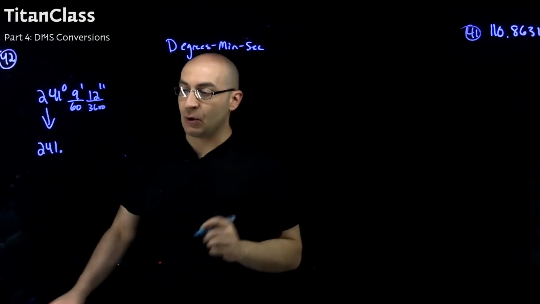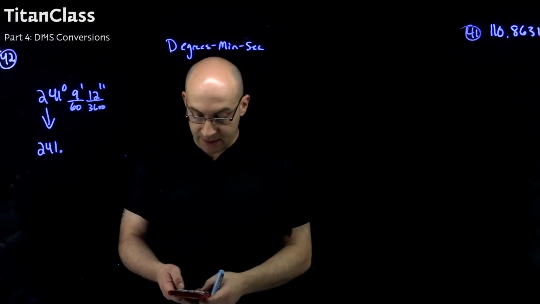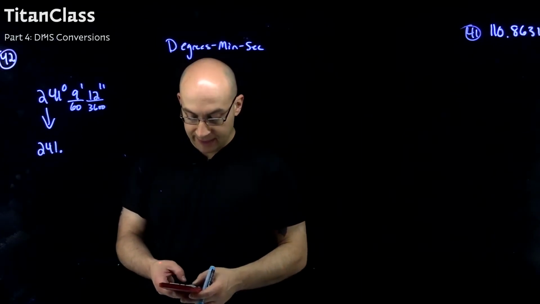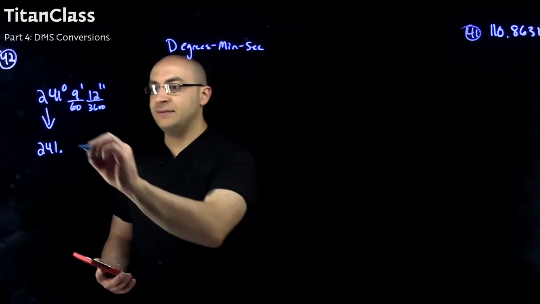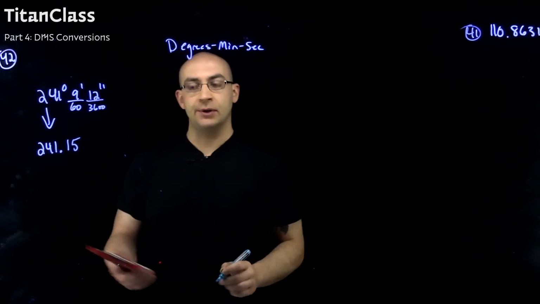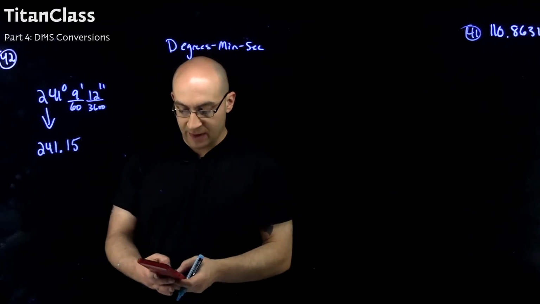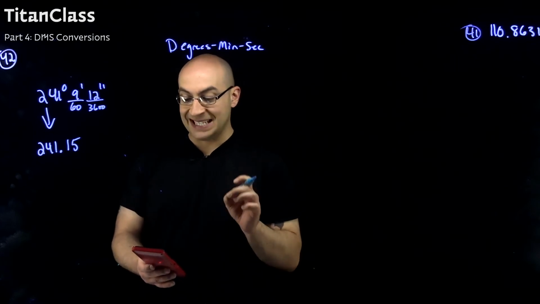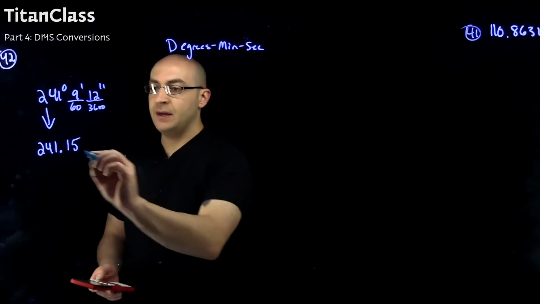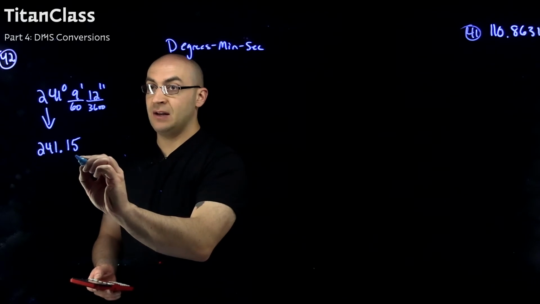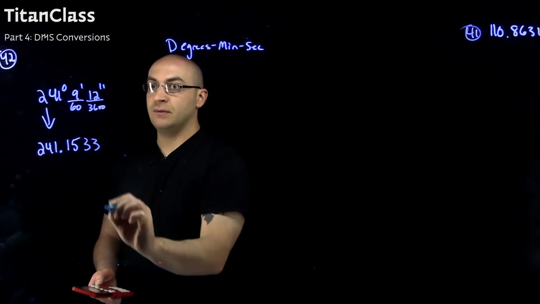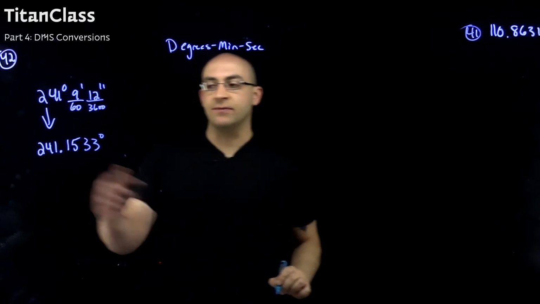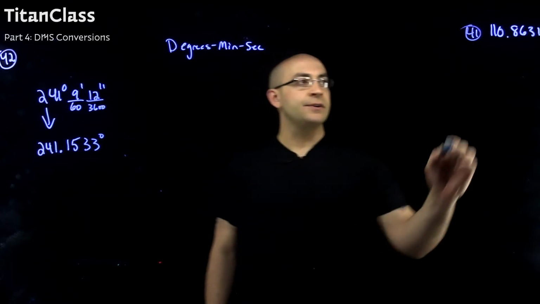I'm going to do that in the calculator, and I'm going to get values that make sense here, right? So 9 divided by 60 is 0.15. It actually terminates, so that's really good. And then 12 divided by 3,600 gives me 0.003 repeating. The 0 would have been here and here, and I'm going to do 3, 3. The final answer is 241.1533 degrees.